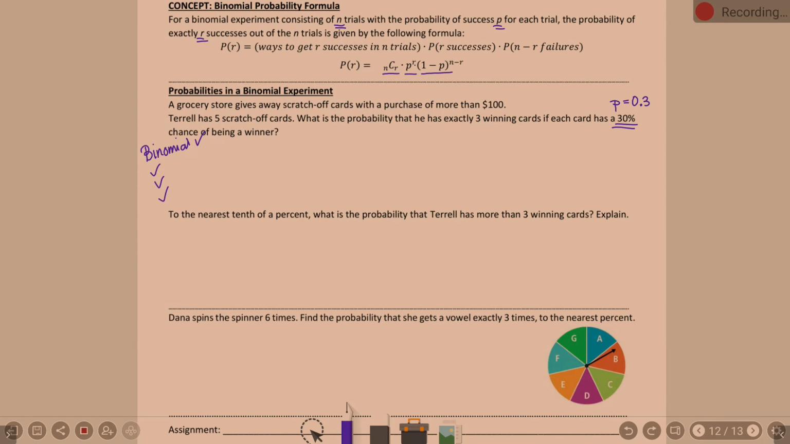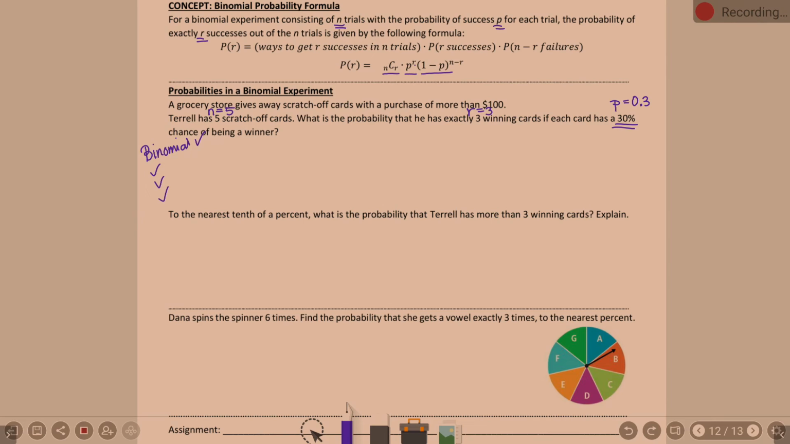N and R. Think in terms of filling in NCR. How many times are we picking from? How many successes are we looking at? Terrell has 5 scratch-off cards here. So N is 5. How many are we looking for? We're looking for 3 successes. So R is 3. There's all the information you need: N is 5, R is 3, and P is 0.3.